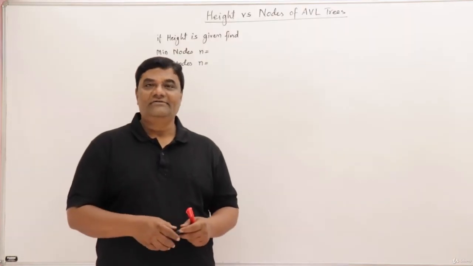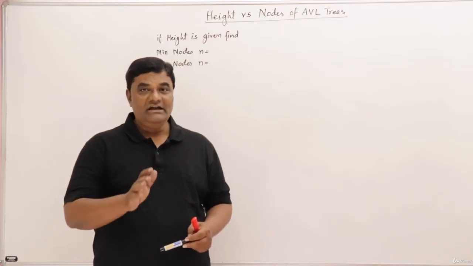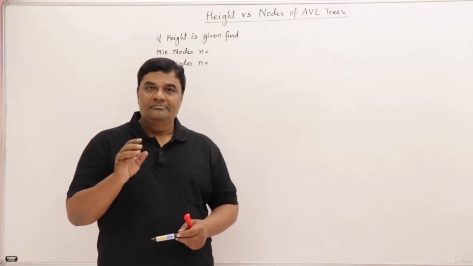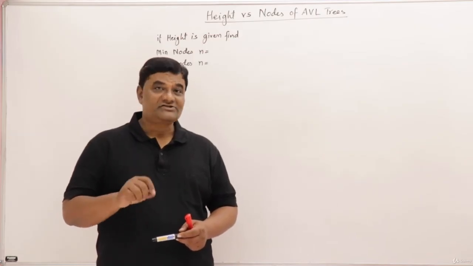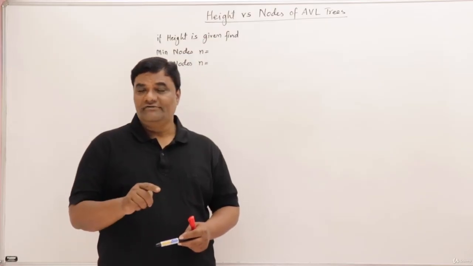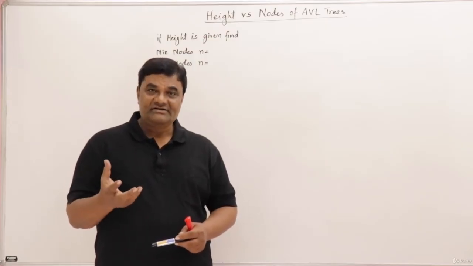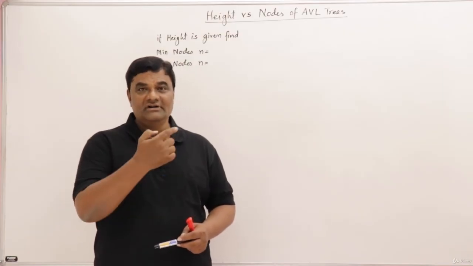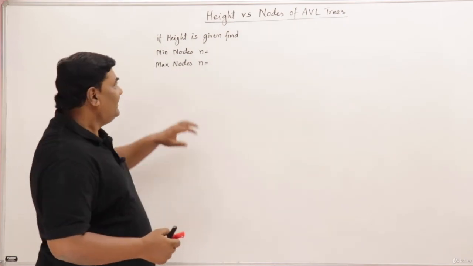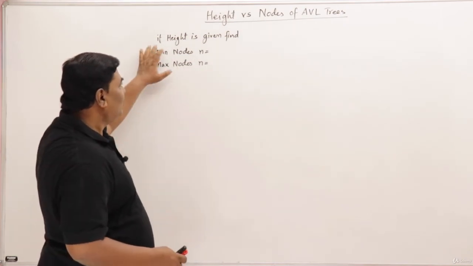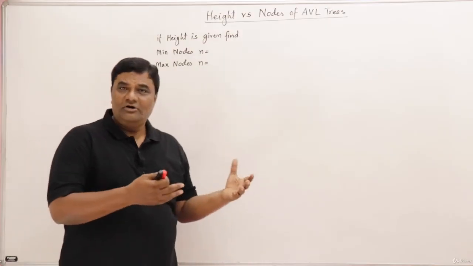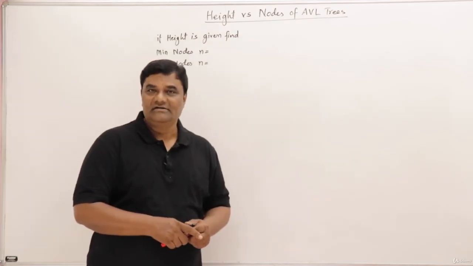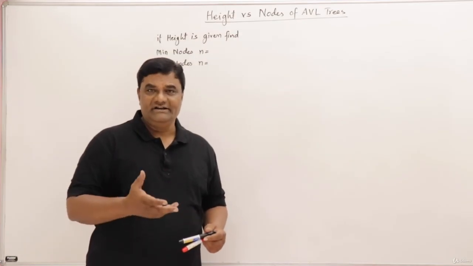The topic now is height versus node analysis for AVL trees. Similar analysis we have already done for general binary trees and strict binary trees, and also for complete or strict n-ary trees. Now we'll do that analysis on AVL trees. If the height of an AVL tree is given, then find the minimum how many nodes are possible in that height, and the maximum how many nodes are possible in that height. So an AVL tree is a binary tree only, basically.